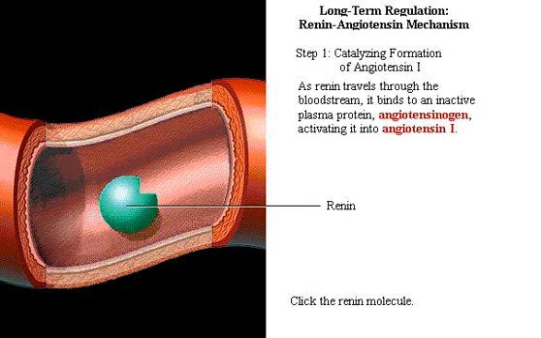The renin-angiotensin mechanism consists of a series of steps aimed at increasing blood volume and blood pressure. Step 1 is catalyzing the formation of angiotensin 1. As renin travels through the bloodstream, it binds to an inactive plasma protein, angiotensinogen, activating it into angiotensin 1. Click on the renin molecule.